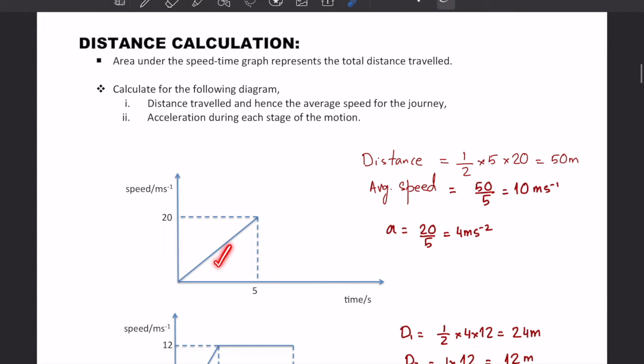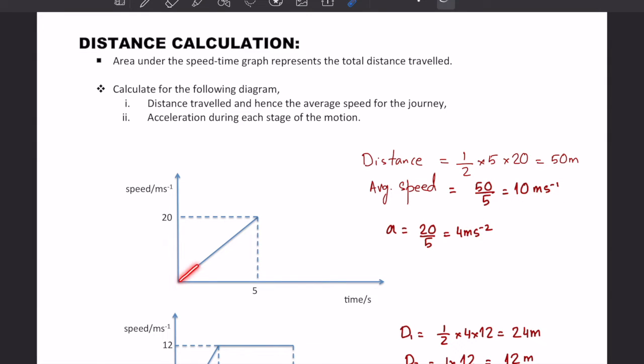This is another speed time graph. If I have to find the distance, that will be the area of a triangle. That'll be half into 5 into 20. And if I want to find the average speed, I'll do total distance, which is coming out to be 50, by time, which is 5, and I'll get the average speed for the journey, which is coming out to be 10 meters per second.